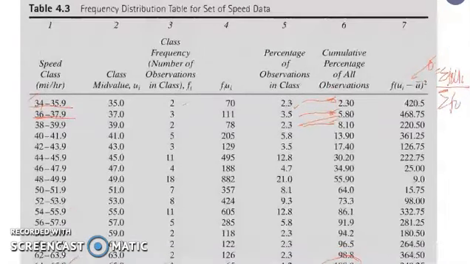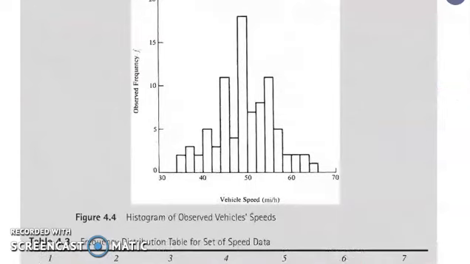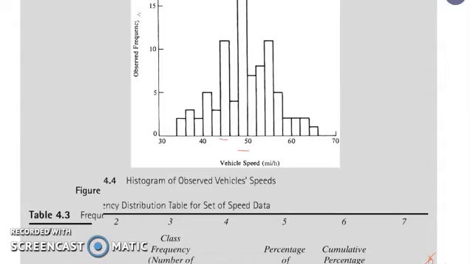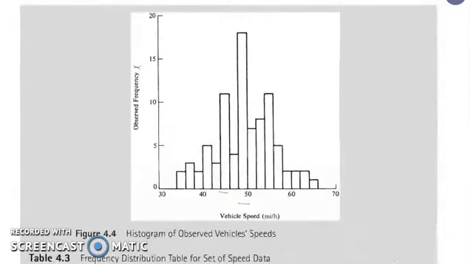Now you have to draw your histogram. For the histogram, on the x-axis you have the vehicle speed, so you can have your intervals for your vehicle speed. On the y-axis, you simply have your frequency. So you simply have to pair up the vehicle speed with respect to the observed frequency based on our tabulation for the frequency distribution, so that you can have now your histogram.